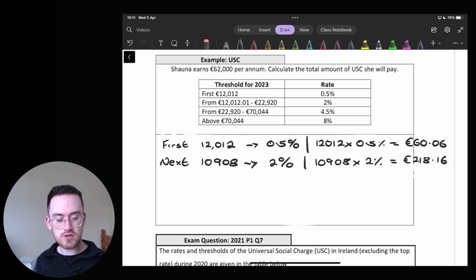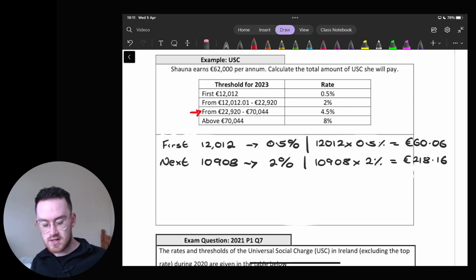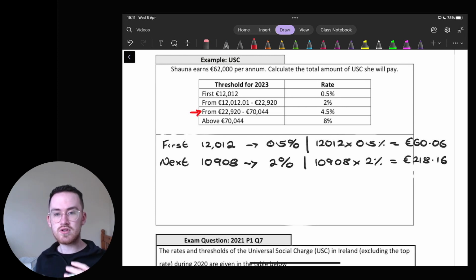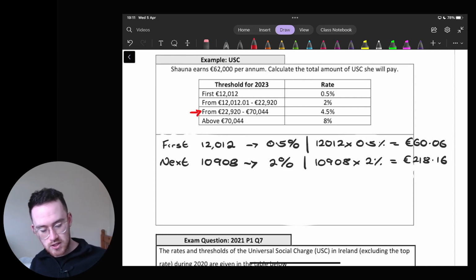So now, next part: 22,920 up to 70,044. So we kind of know that Shauna's going to be stopping in this band. Her income's going to fall somewhere within this band, so this is the last one she's going to be in. Now it's not all of her income, it's just anything from 22,920 up to as high as she can go. Her highest point is 62,000. That's the most income that she has.